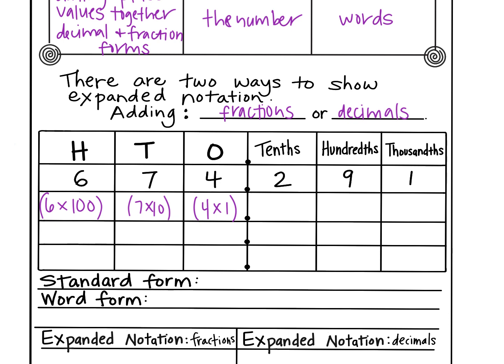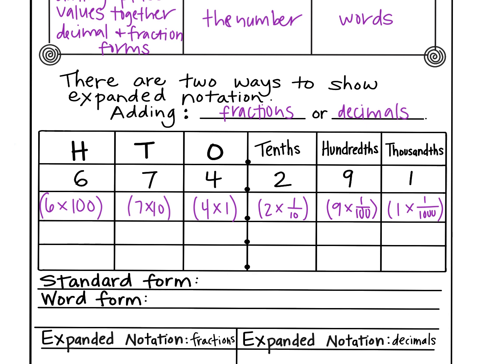Okay, for the tenths, what it'll look like in fraction form would be 2 times 1/10. For the hundredths, it's going to be 9 times 1 over... What do you think goes on the bottom? 100, because it's the hundredths place. And then this one will be 1 times 1 over 1,000. Very good. 1,000. Okay, so that's the fraction.